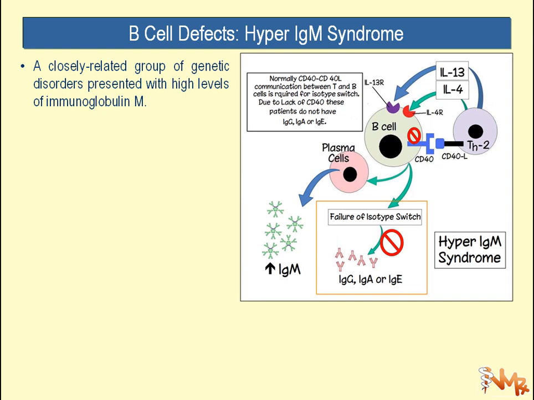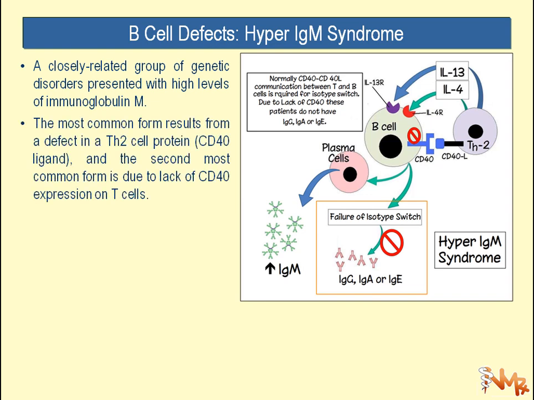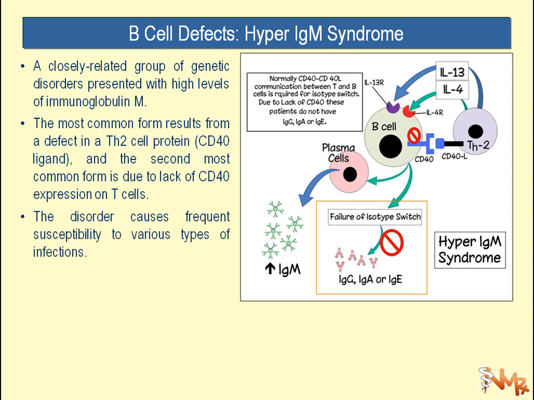As you can tell by looking at this diagram, this condition may be due to a defect of CD40 ligand on Th2 cells, or it may be due to CD40 proteins on the B cells. The most common form results from a defect in the Th2 protein, which is CD40 ligand. The second most common form is due to CD40 expression on the B cells. The disorder causes frequent susceptibility to various types of infections. The patients often have a low number of neutrophils and platelets as well.